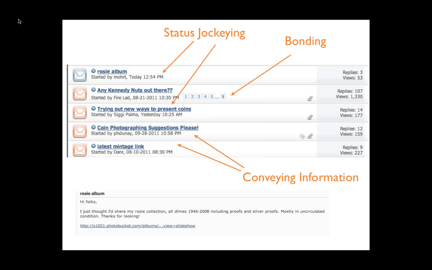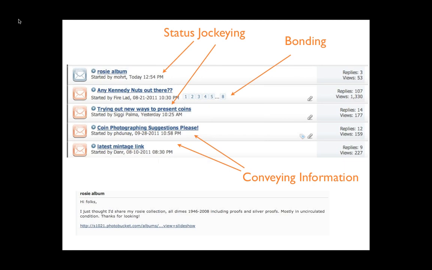Then you have the two status jockeying discussions. The Rosie album discussion at the top is someone comparing their collection to other people's collections. There's a status jockeying aspect as a result of that. And trying out new ways to present coins is very much the same thing. You'll see these types of discussions taking place in all types of online communities.